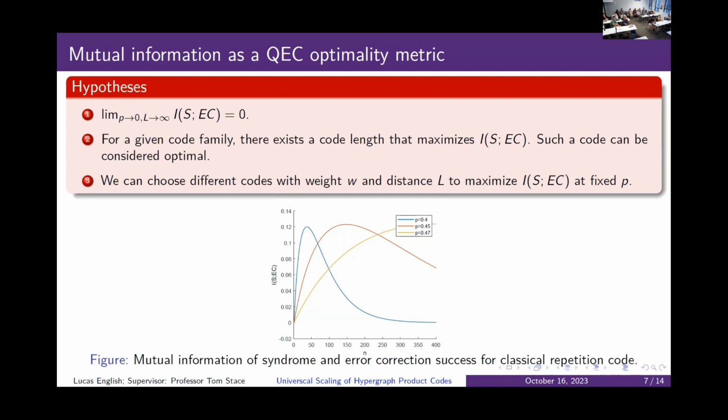And this is at different probabilities of error on each of the bits. And so you can see that as the probability gets higher and higher, then you need to have your code bigger and bigger to maximize that mutual information. And finally, we suppose that we can choose different codes with weight W, that is how many physical qubits our stabilizers actually act on, and also the distance of our code, so that's the size of the lattice. We can tune both of those to maximize our mutual information, which is our proposed optimality measure.